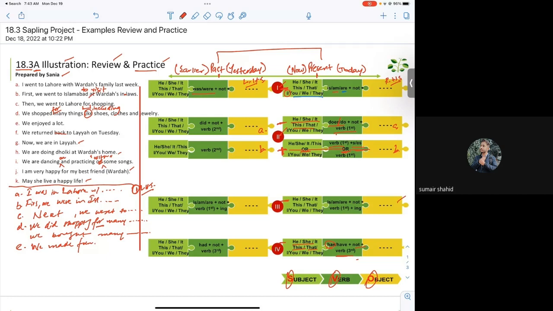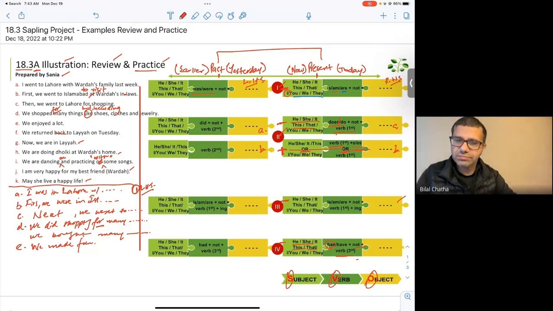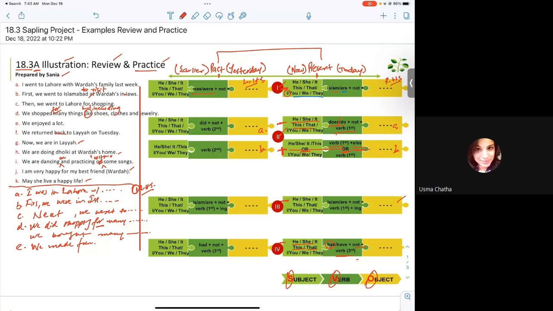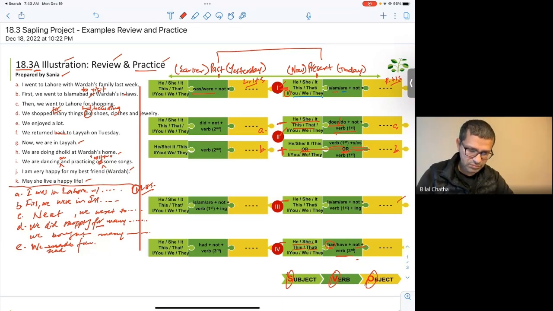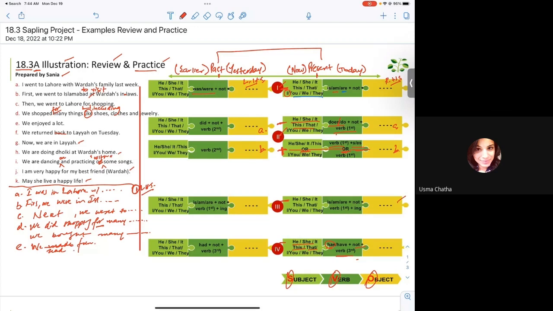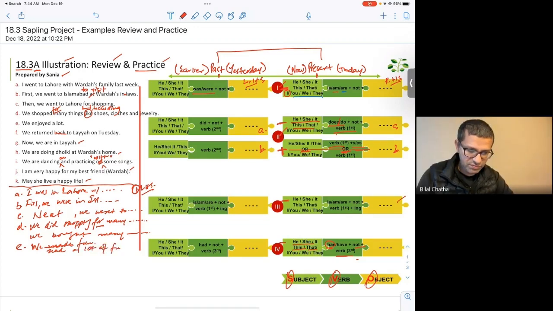Okay. So usually, let me ask Asma. Asma, would you ever say we made fun? Asma, you awake? Yeah, can you hear me? Yeah. No, I would not. What would you say? We had fun. Okay. We had fun. Okay, so we had. अगर आपने बहुत ज़्यादा enjoy किया तो आप क्या कहेंगे? Asma, what would you say? We had a lot of fun. Okay, very good. We had a lot of fun.